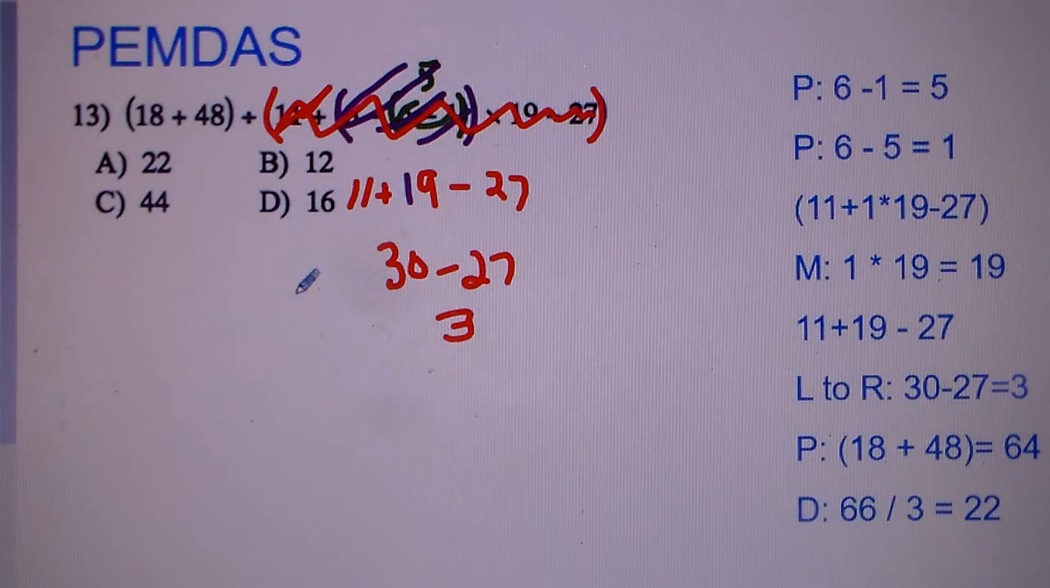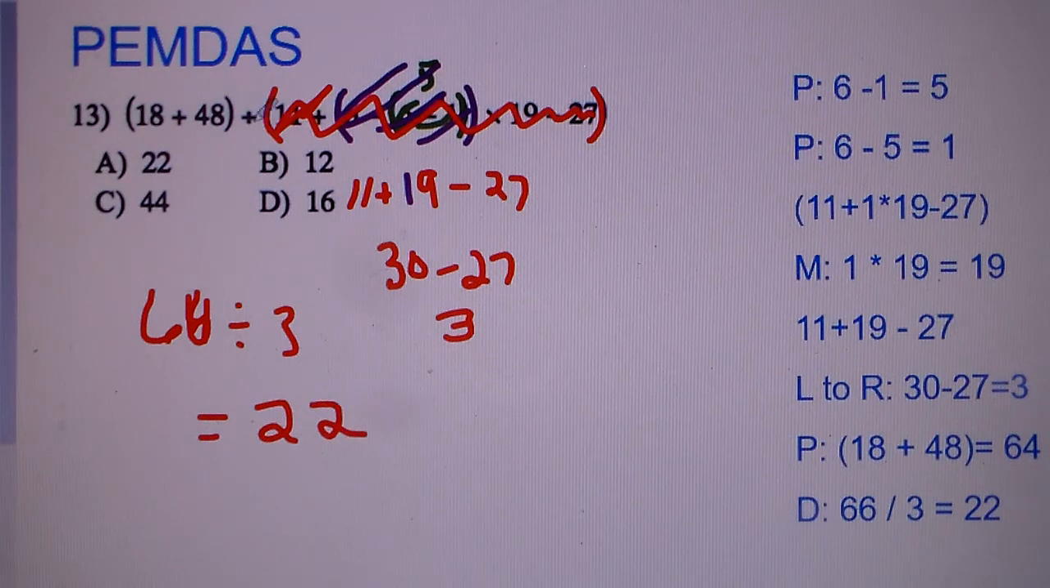Now 18 plus 48. That's 64. So we're going to have 64 divided by the 3. I'm sorry, not 64, 66. Pardon me. Because 18 plus 48 is 66. 66 divided by 3 gets you 22.